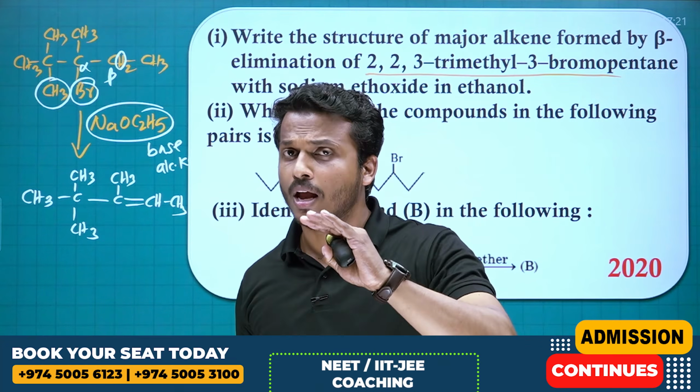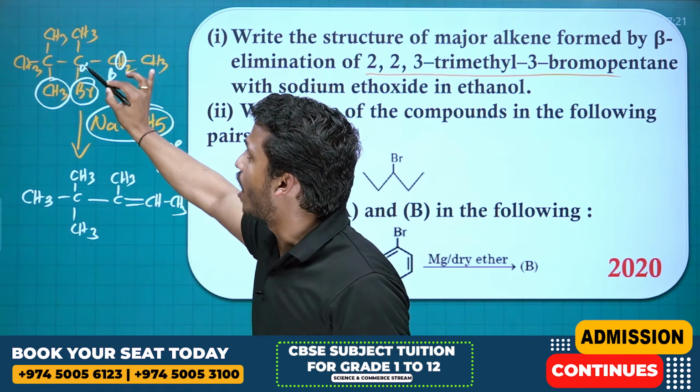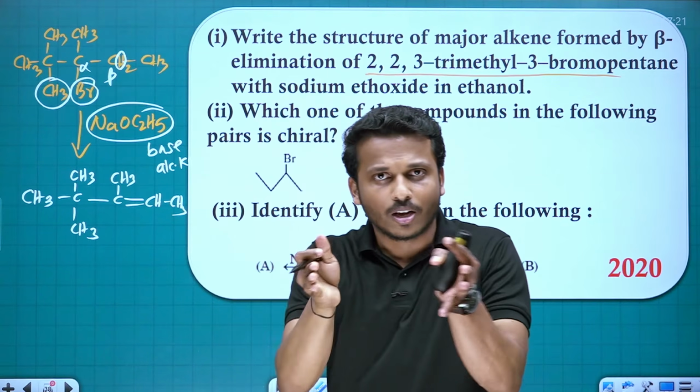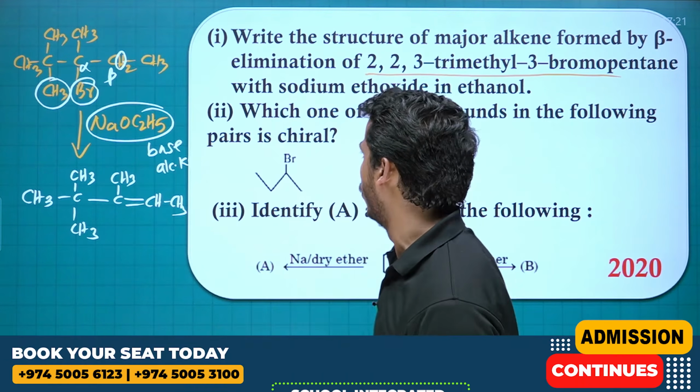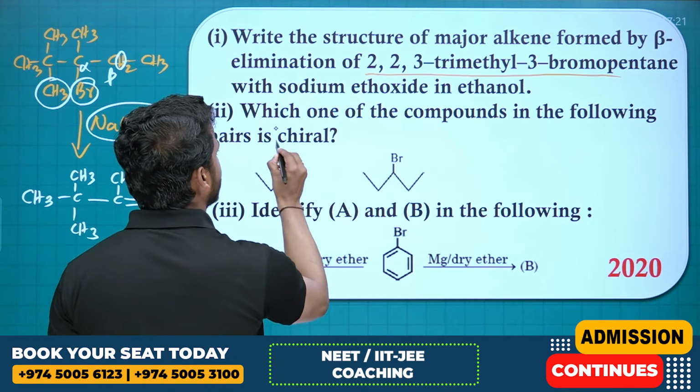As per the NCERT theory point of view, it is not there. So we can take halogen from the alpha carbon and hydrogen from the beta carbon. We can make the double bond in the more substituted position according to the Zaitsev rule. And the next question: which of the following compounds is chiral?